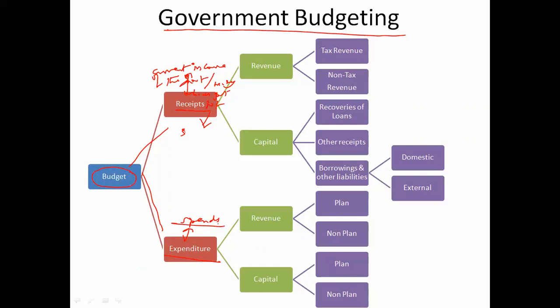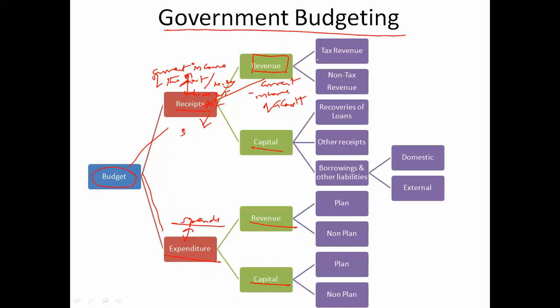What government spends. So receipts and expenditure are divided into two types: revenue receipts, capital receipts. Revenue expenditure, capital expenditure. So now let's talk about revenue receipts. Revenue receipts are the current income receipts. Means this is the current income of government, and revenue receipts do not place any future obligation on the government.